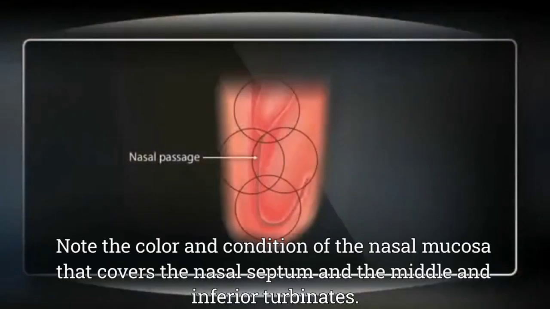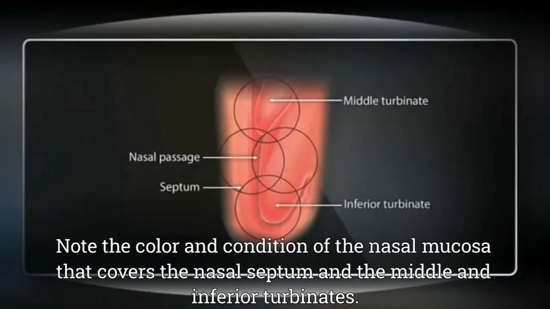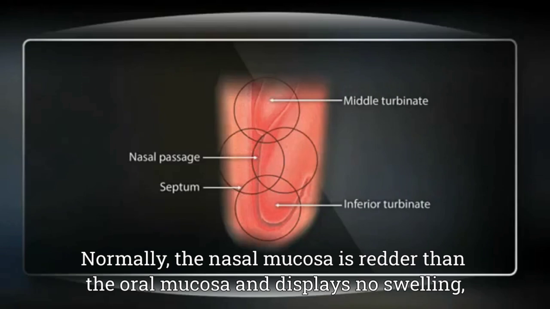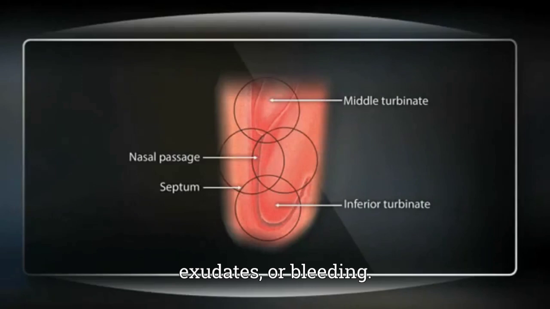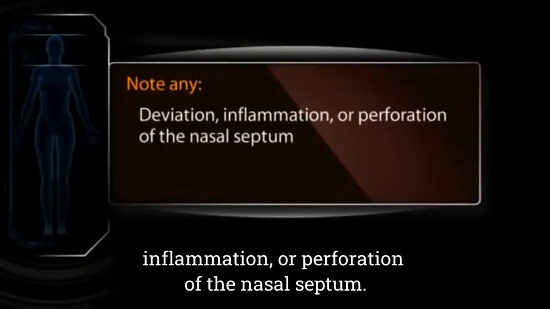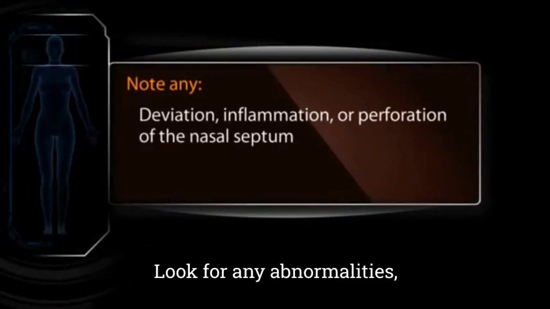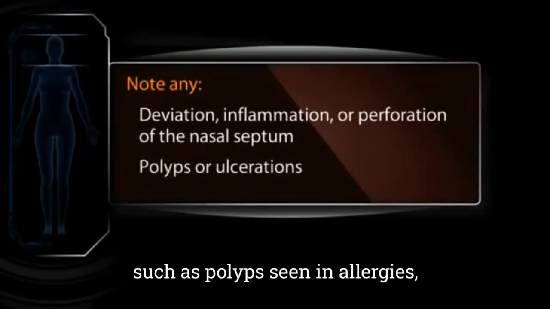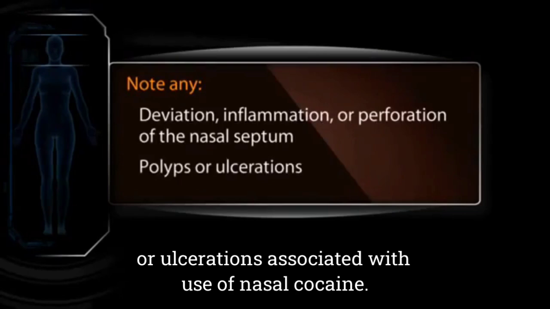Note the color and condition of the nasal mucosa that covers the nasal septum and the middle and inferior turbinates. Normally, the nasal mucosa is redder than the oral mucosa and displays no swelling, exudates, or bleeding. Note any deviation, inflammation, or perforation of the nasal septum. Look for any abnormalities, such as polyps seen in allergies or ulcerations associated with use of nasal cocaine.